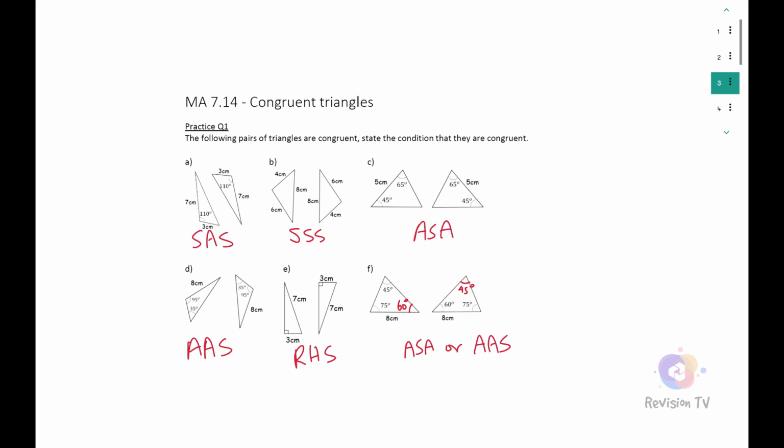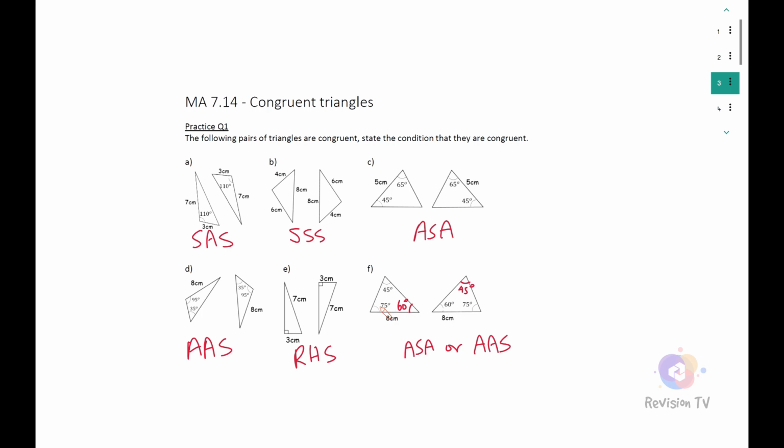Here are the answers. A is SAS, SSS, ASA, AAS, RHS. For question F, slightly trickier because you can see the two angles they give you are in different positions and different sizes. So your task is to work out a third missing angle. Once you've found out, what you realize is they're all the same.